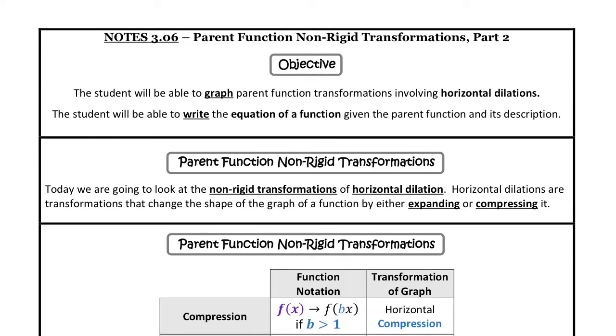Good morning, guys. This is going to be Notes 3.006. This is Parent Functions, Not Rigid Transformations, Part 2.